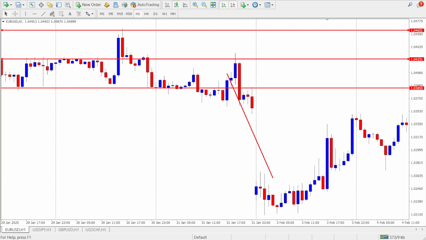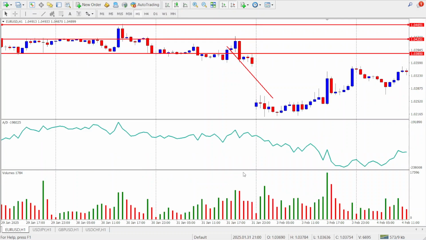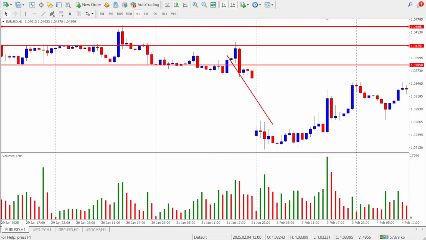So how do you know if a breakout is real? Here are some key things to look for. The first is strong volume. You can add the volumes indicator to identify strong volumes. Let's use this indicator instead. A real breakout ought to have higher than usual trading volume. If price breaks a level without volume backing it up, then it's likely a fake out.